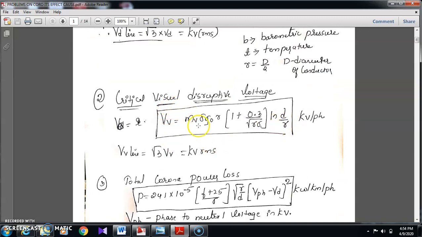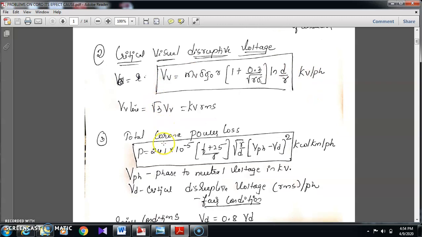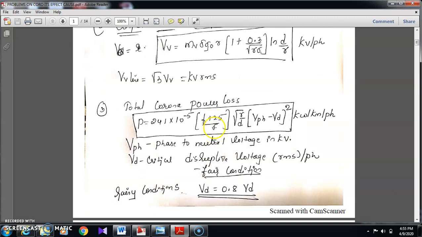You have to remember this formula: MV δ G naught R (1 + 0.3 under root of R δ). Whatever values you get in kilovolt per phase, convert them to line values, and then go for the total corona power loss. Here there are two voltages: the phase voltage and the critical disruptive voltage. Frequency and delta are specified in the problem. Otherwise, if not specified, you have to find delta in terms of barometric pressure and temperature, so keep that formula.